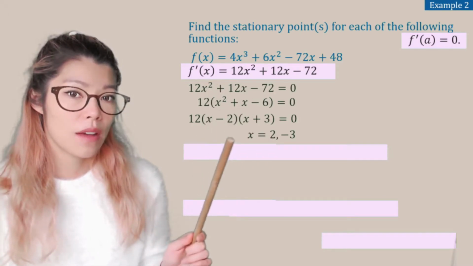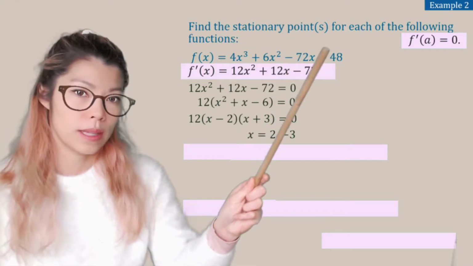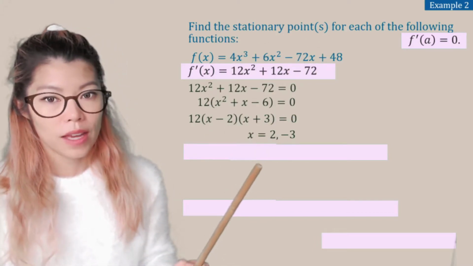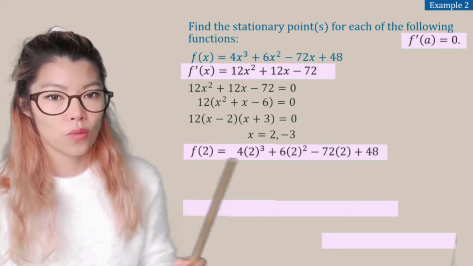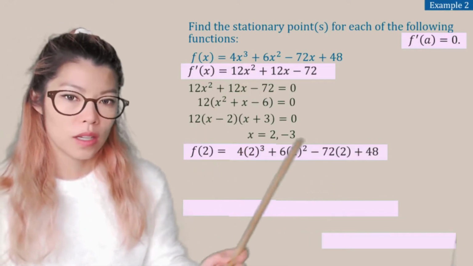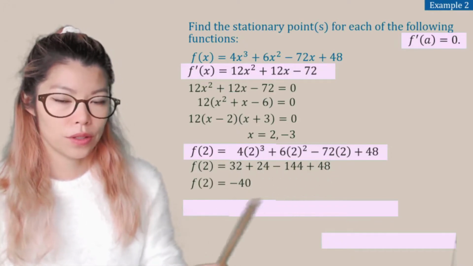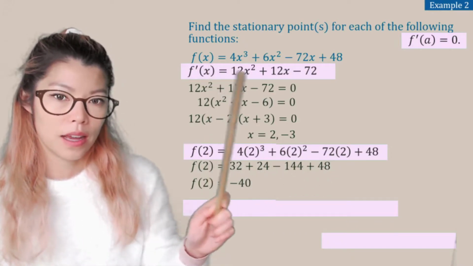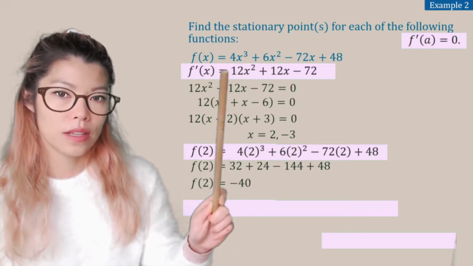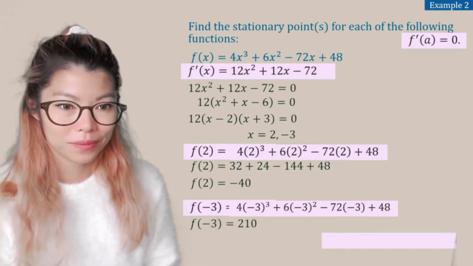Notice that this time we have 2 points. That's why the question is saying find a stationary point or points. So once we have the x values, what do we do? We find the y values. So f of 2, plug 2 in and we obtain minus 40. You can do that on your own slowly. And f of the other value, negative 3, plug that in and we obtain 210.